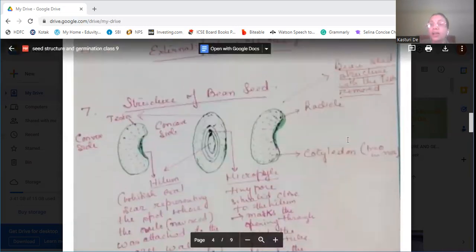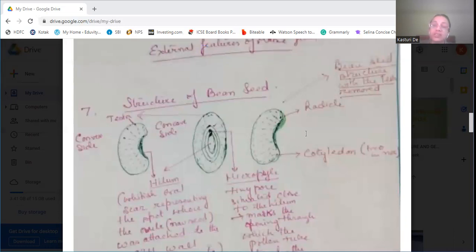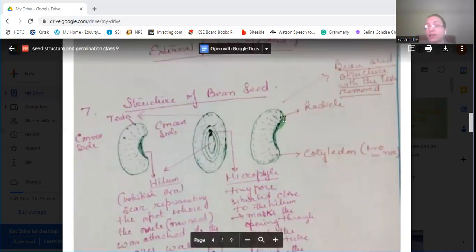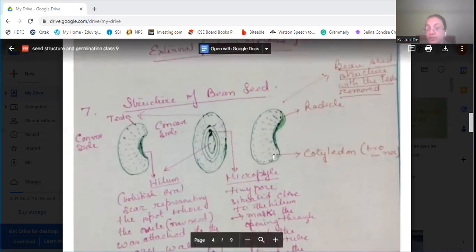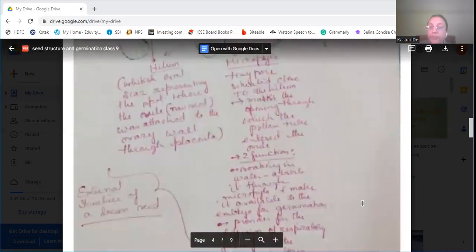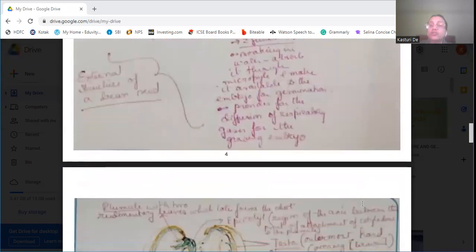And in the third picture you can see here, the seed coat, the testa, has been removed. And the radicle, we can see a green structure which is coming out, that is the radicle, and the major portion is the cotyledon. Two in number are there. So this is the external structure of the bean.